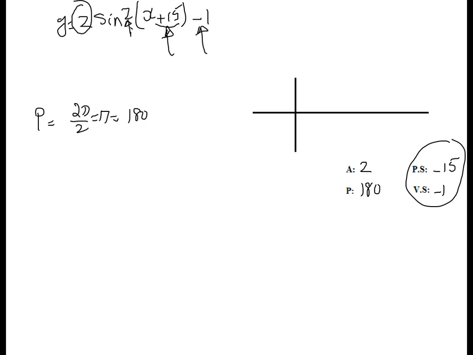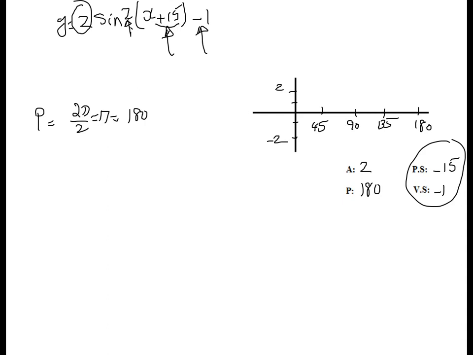What I'm going to do is plot the basic sine function. Again, the period is 180, so I'm going to take this one as 180. This is going to be 90. Divided by 2, this is going to be 45. Divided by 2, this is 135. Now, the amplitude is 2, so the maximum is 2 and the minimum is negative 2.